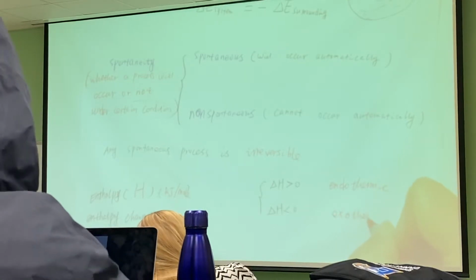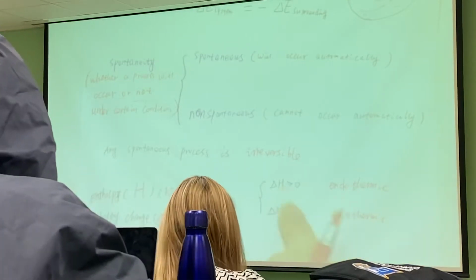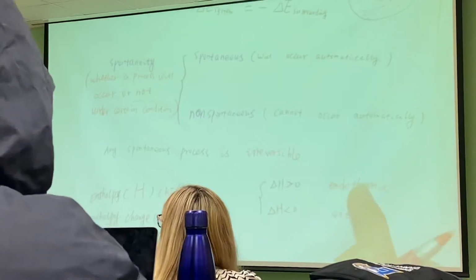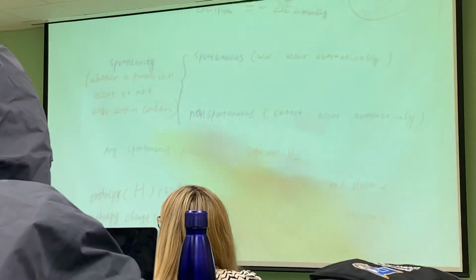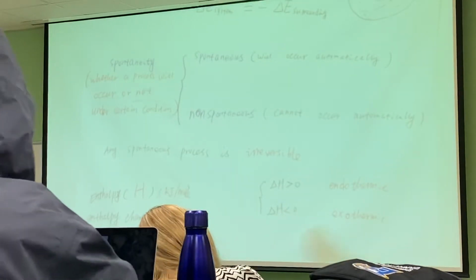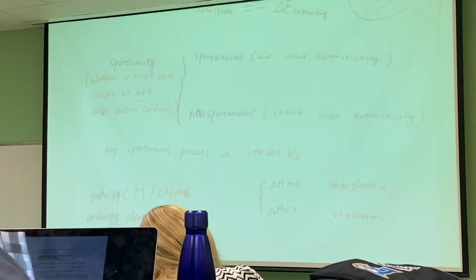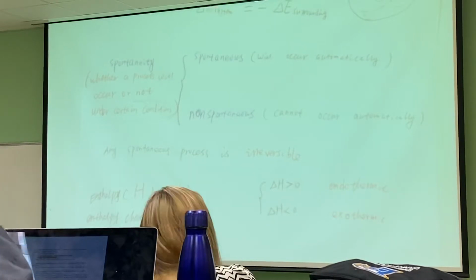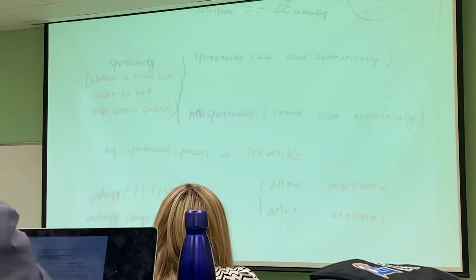Again, this we are talking about the system, right? If the system is endo, it means the surrounding provides heat, right? So the system loses heat, releasing to the surrounding. Okay? So we are focusing on our system. So that is from the entropy change.